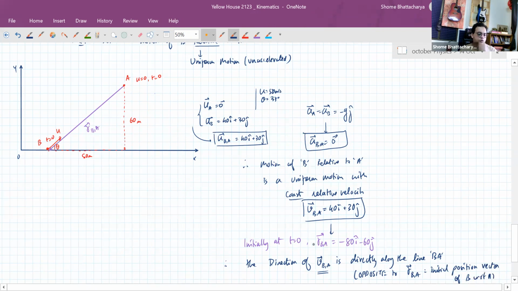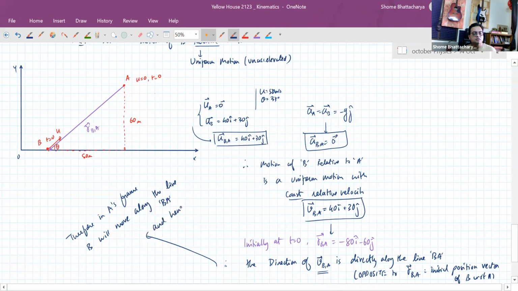So therefore that shows that they will collide. So what this implies now is that in A's frame, B will move along the line PA, colliding and hence collides with A.